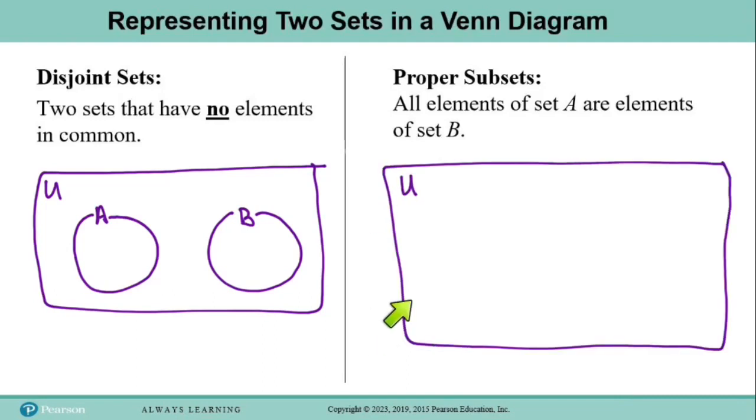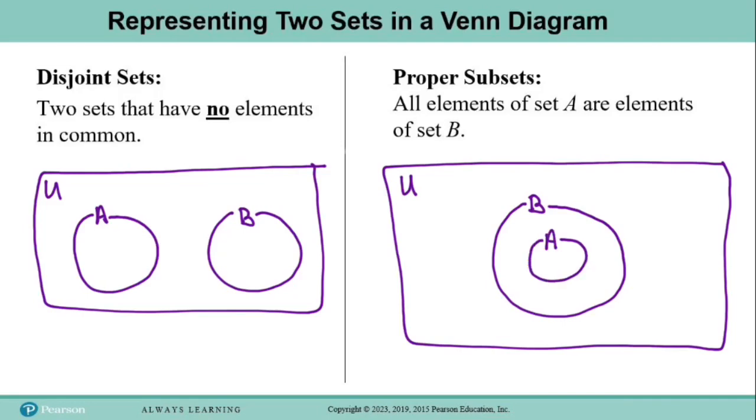Of course, we have our universal set. Inside the universal set, we have set B. And then inside of set B, we have set A. So it's clear that set A and set B are not equal to each other because you see that there are going to be elements in set B that are not included in set A, but all of the elements in set A are included in set B. So that's a proper subset.